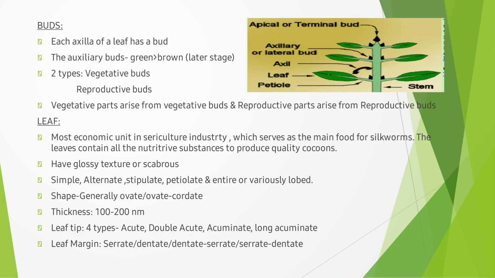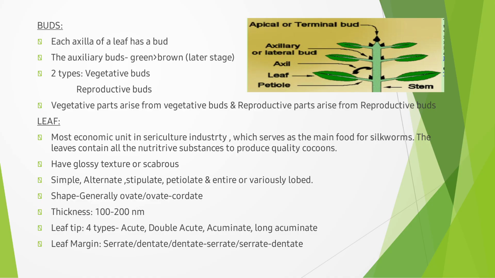Next, these leaves have a glossy or scabrous texture. Glossy texture means they will have a lustrous appearance. They will be glowing and shining, and they can reflect the sunlight. And scabrous means it is somewhat rough to touch. Next, the leaves may be simple, alternate, stipulate, petiolate, and entire or variously lobed.